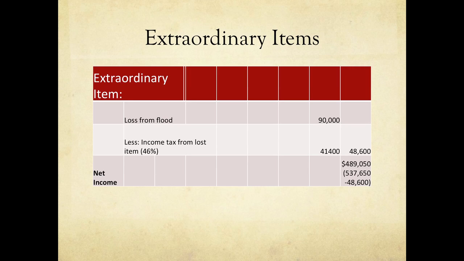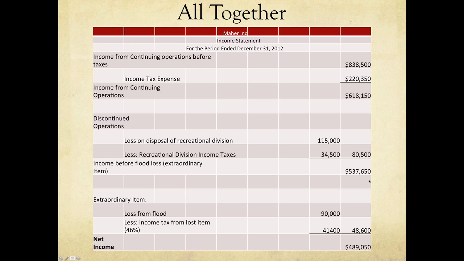Okay, so next there was an extraordinary item. There was the loss from the flood, and this may be the only time you're grateful that there was a 46% income tax rate. So the tax loss was $41,400, so we take that out of the $90,000, which we get $48,600, and we subtract that from our last place on the income there, $537,650, and that gives us our net income of $489,050. So altogether, this is what the income statement would look like.